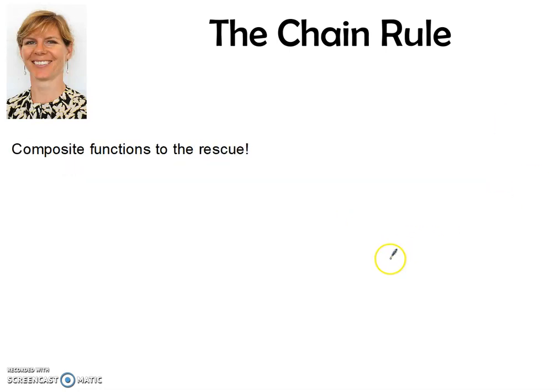Luckily, we're going to have composite functions to the rescue. So the way we deal with this is by writing our polynomial, or whatever the function is, as a composite function. So I'm going to go back to the basic one, which was our x cubed plus 1. Now, if we square that, we could do this by expanding it, but I'll show you how we're going to do this with composite functions.